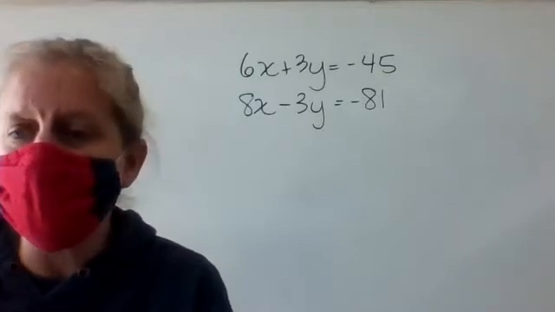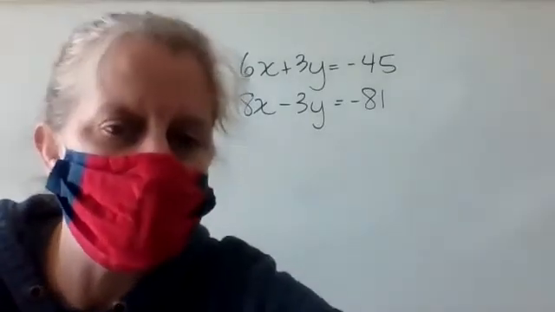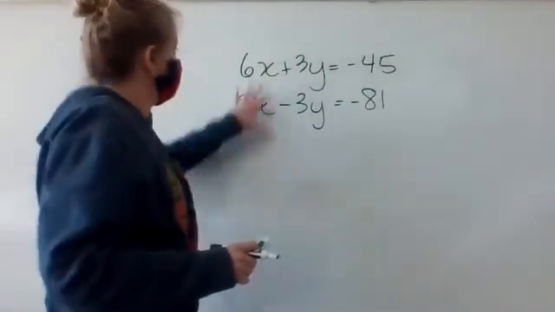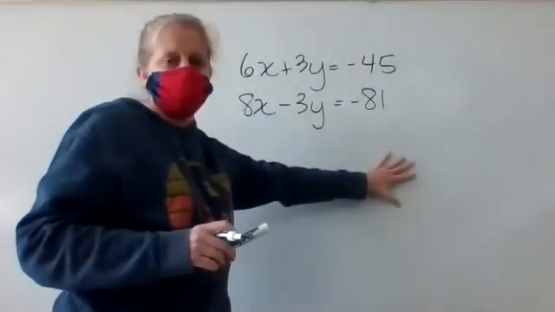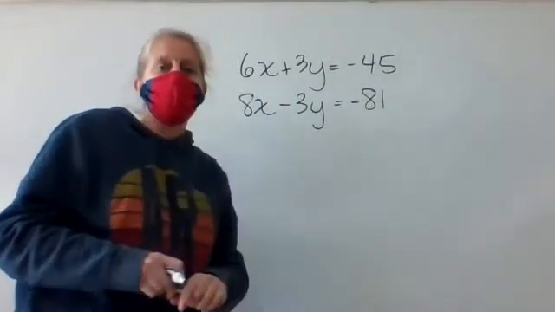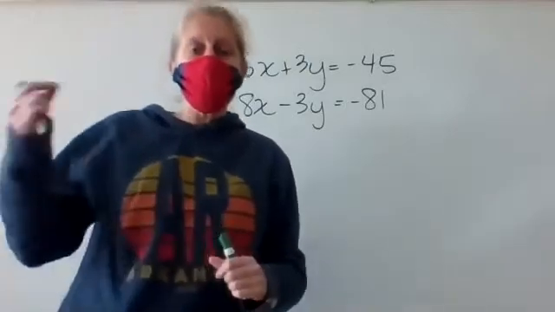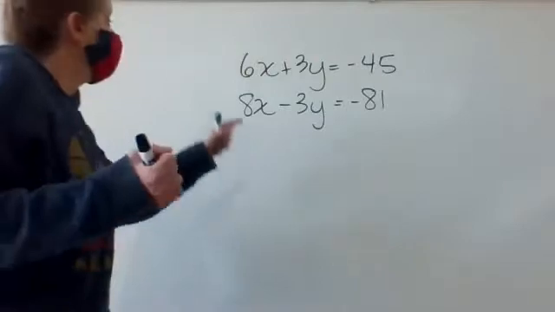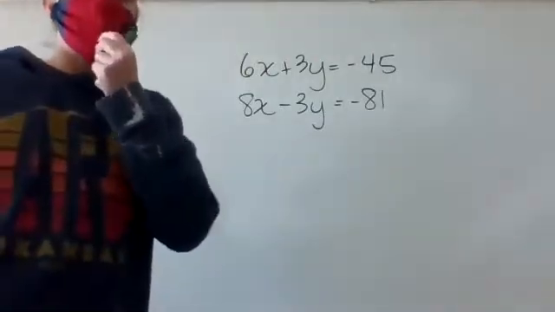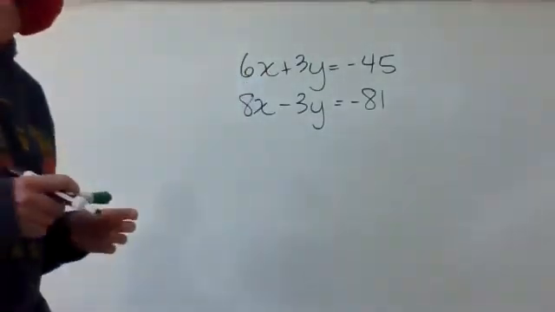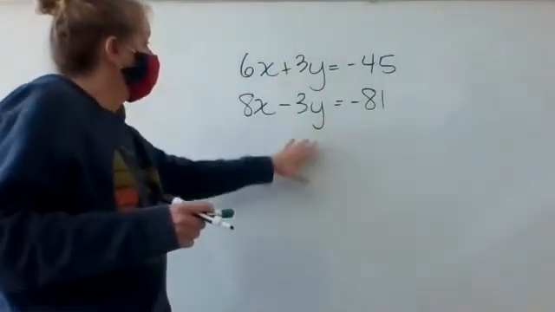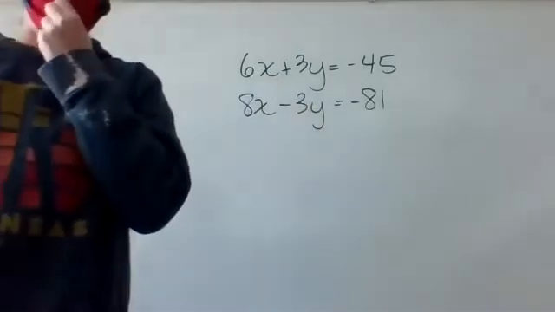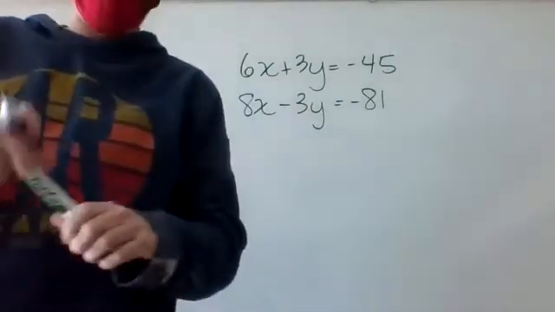Now, when it says to solve by the elimination method, it wants you to be able to add your equations straight down and eliminate either the x's or the y's. These 2 equations are set up very nicely for that, because if I add them together, the 3y and negative 3y will cancel each other out. So I'm going to go ahead and do that.